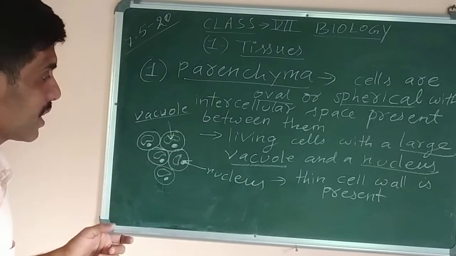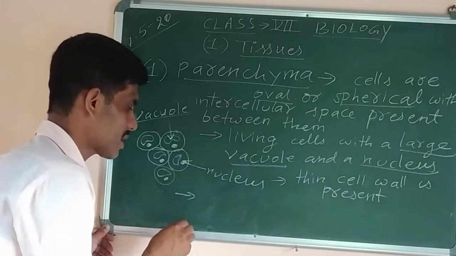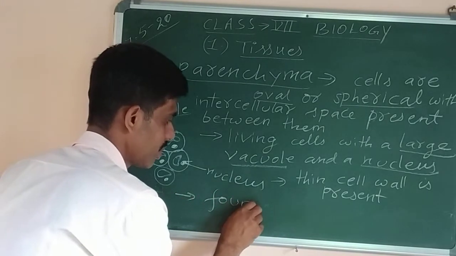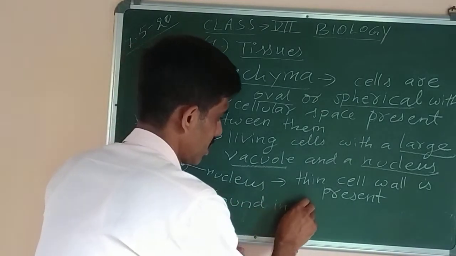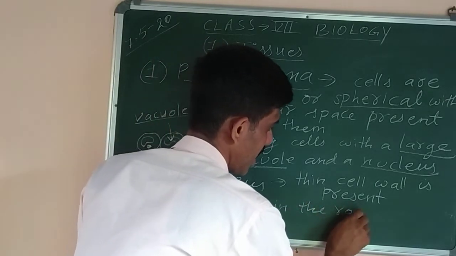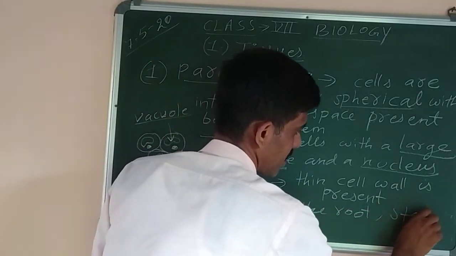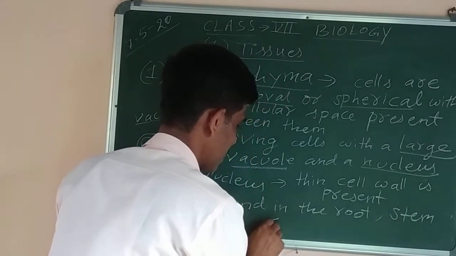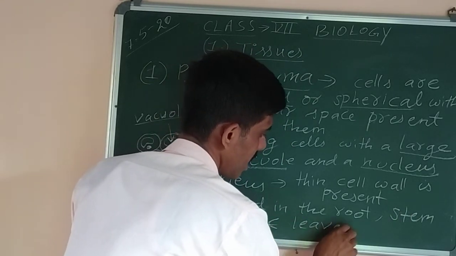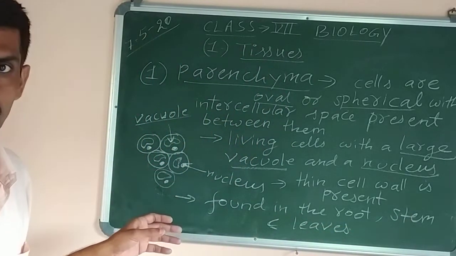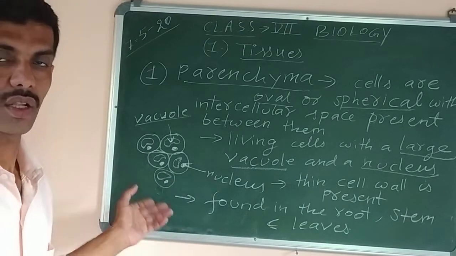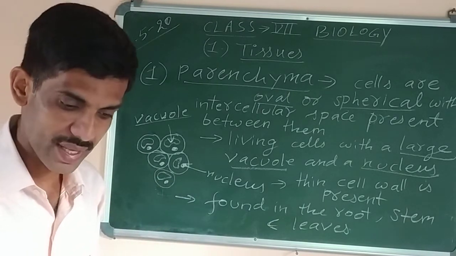Now where is it found? It is found in all parts of the plant. So it is found in the root, stem and leaves. This parenchyma tissue runs along the root, stems as well as leaves.